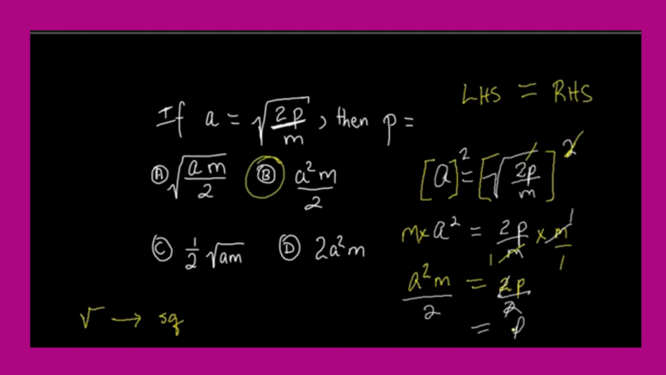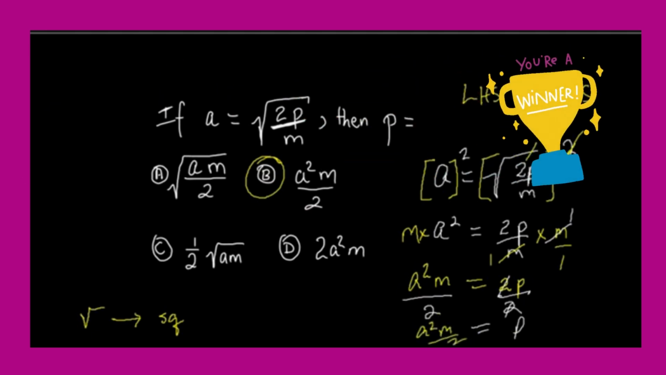Alright, so P is equal to a squared m divided by 2. Now there's a faster way we can actually do this. Let's look at the faster way.